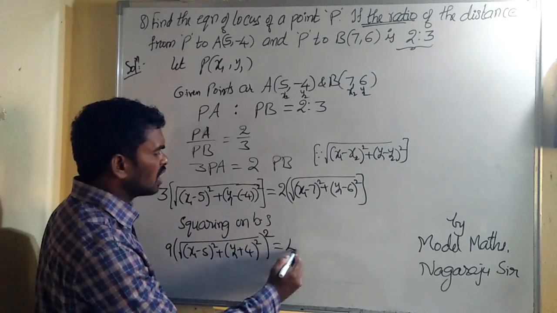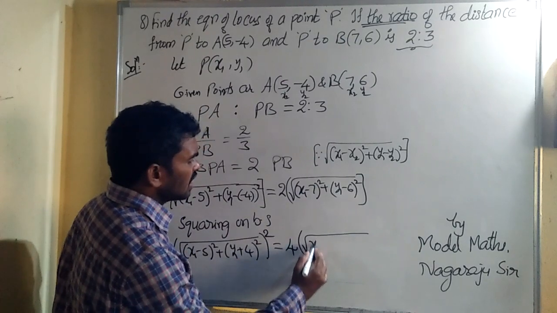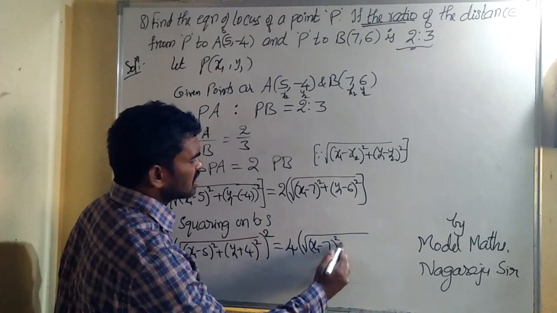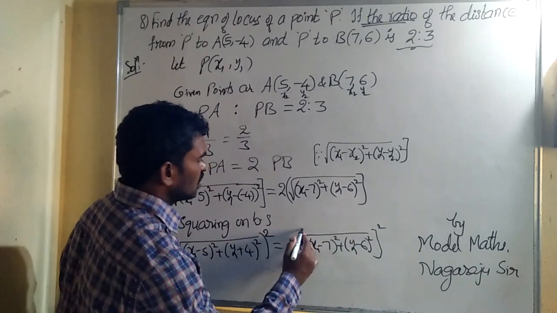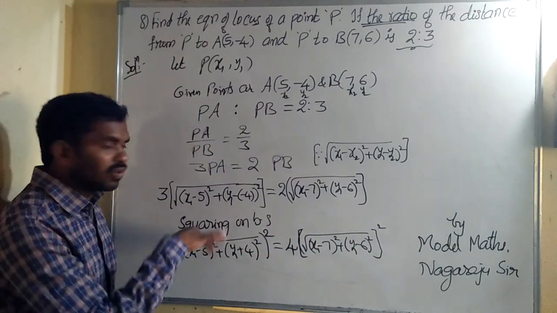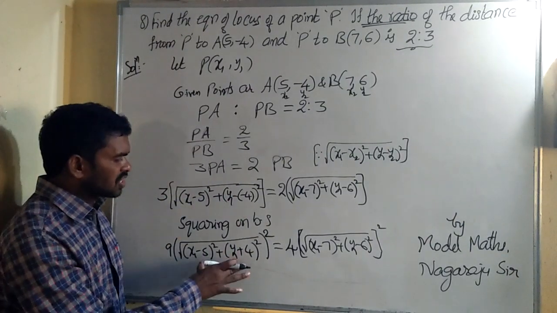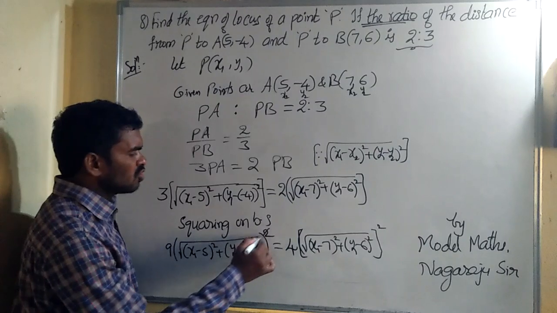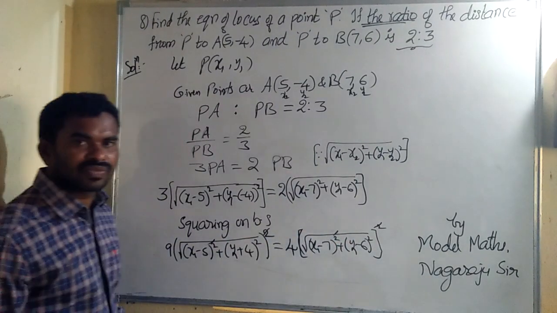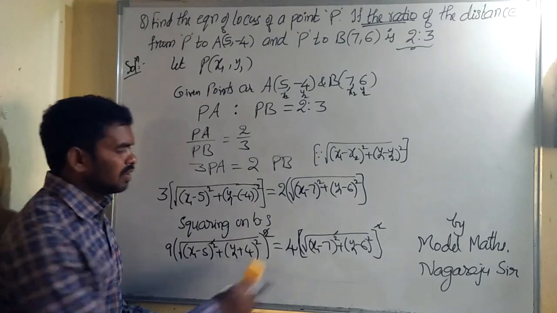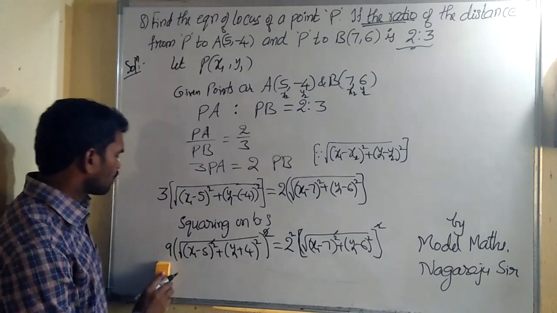So 2 square becomes 4 into the root of (x1 minus 7) whole square plus (y1 minus 6) whole square, whole square. Why am I writing square? We are squaring on both sides. So 3 square means 9, and the whole term, as it is squared, means square. So now the square root gets cancelled. Here also the square root gets cancelled. Is it any problem? Okay. For your simplification, I am writing 2 square.